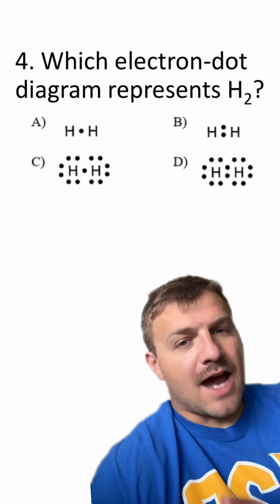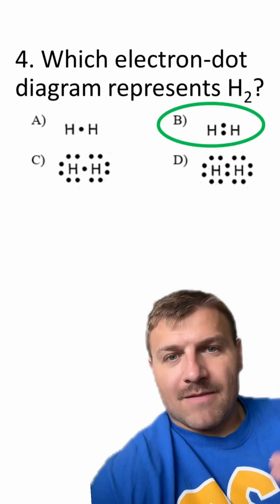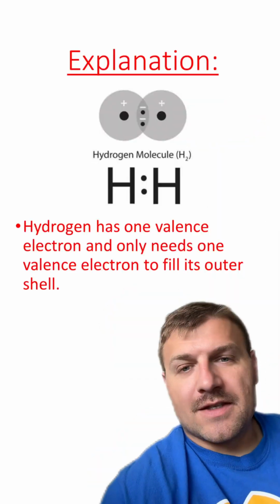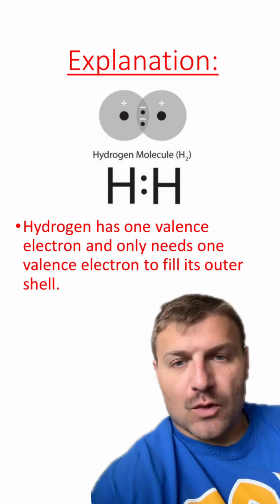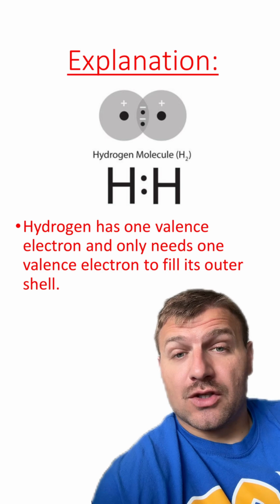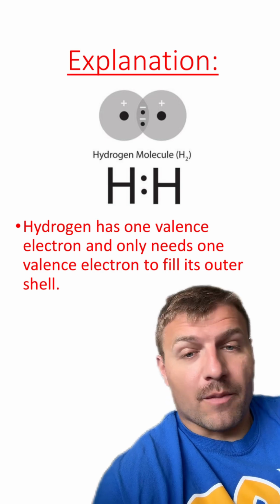And lastly, which electron dot diagram represents hydrogen, or H2? I'll give you a hint, hydrogen has 1 valence electron. And the answer here is B. This is because hydrogen only needs 1 electron to fill its outer shell, which means the 2 hydrogen atoms are going to share those 2 electrons and form a covalent bond.